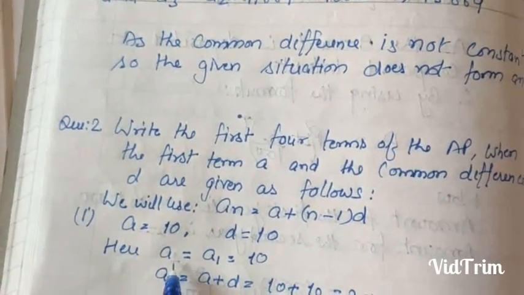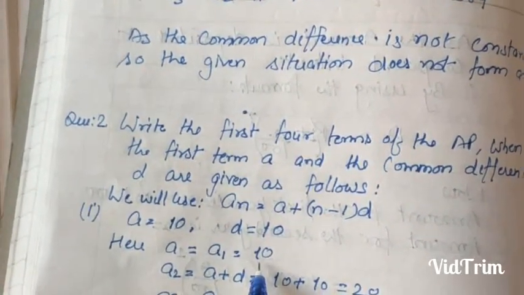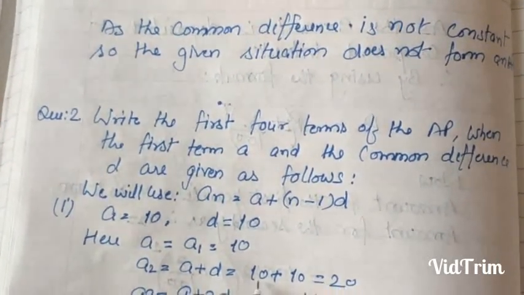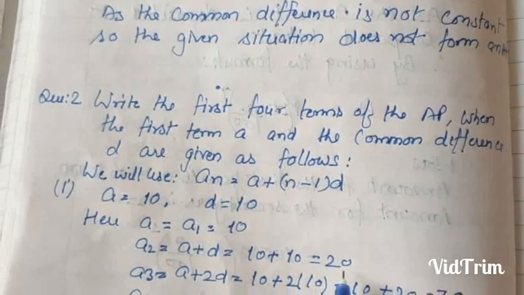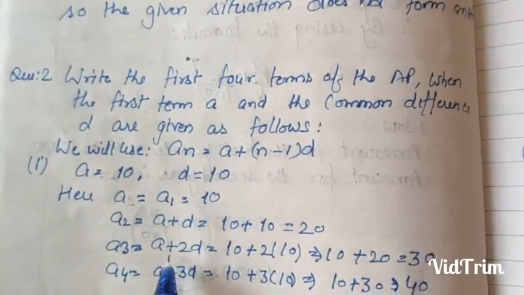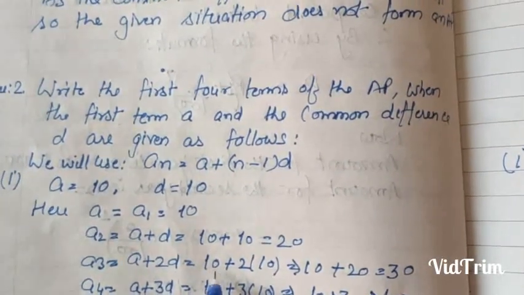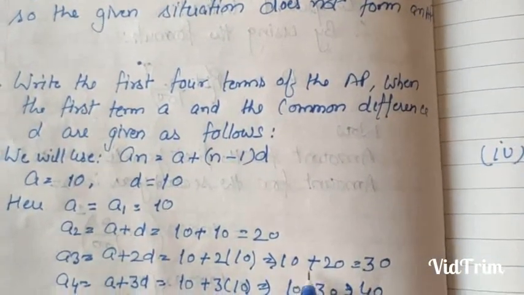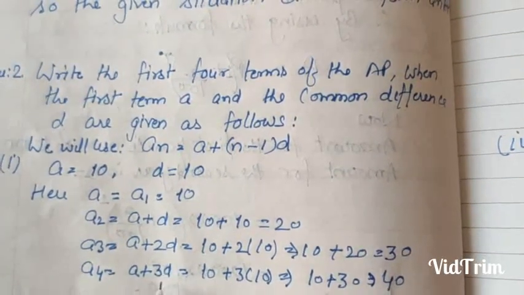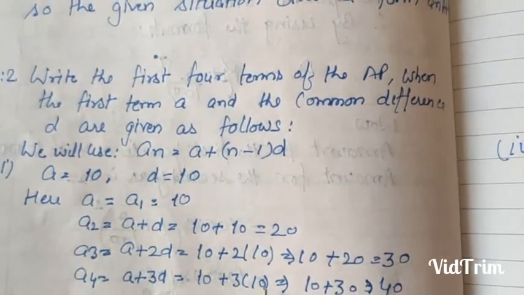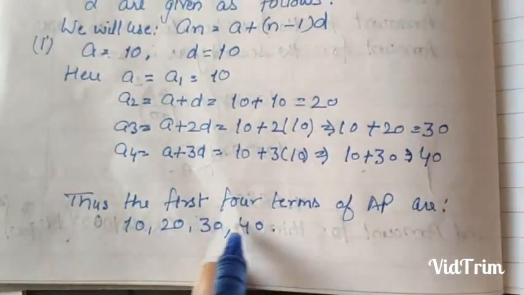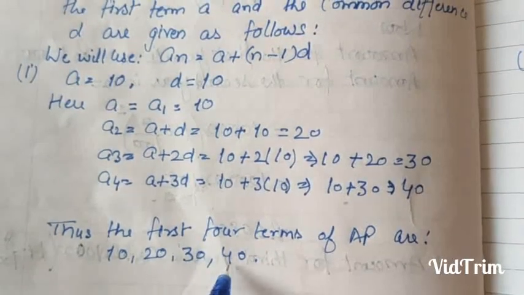So the first term, that is a equals a1, would be 10, and the second term a2 would be a plus d, which is 10 plus 10, that is 20, and the third term a3 would be a plus 2d, that is 10 plus 2 into 10, it becomes 10 plus 20 and that is 30. Now a4, a plus 3d, that is 10 plus 3 into 10 is 10 plus 30, that is 40. Thus the first four terms of the AP are 10, 20, 30 and 40.